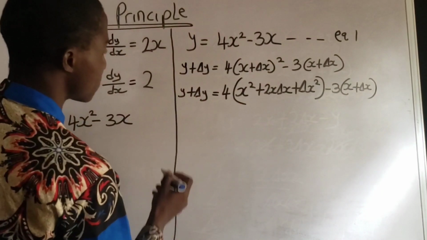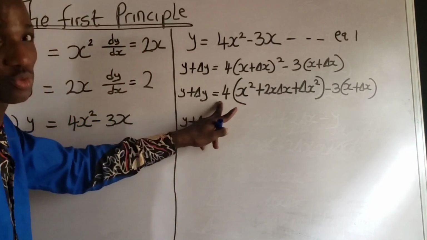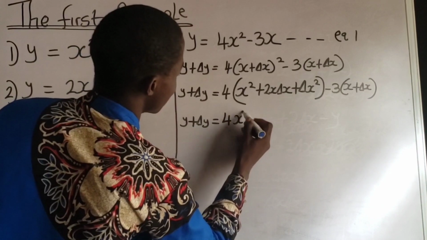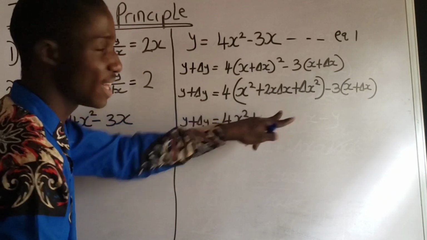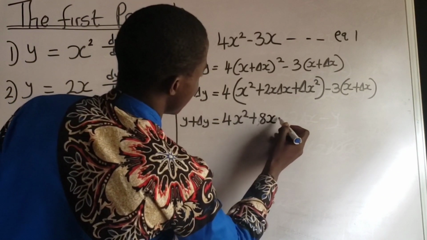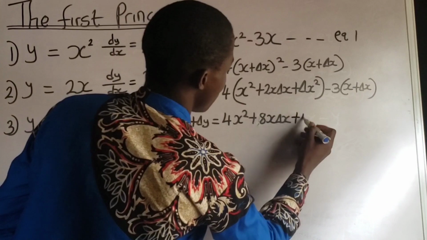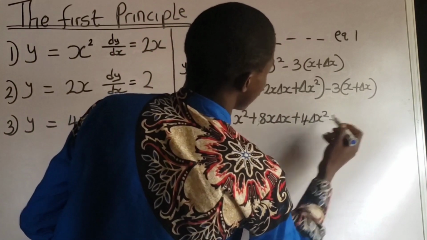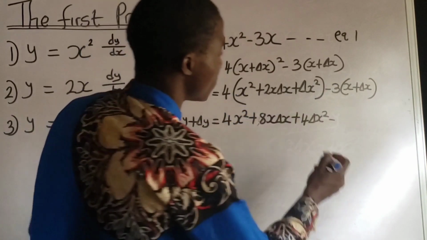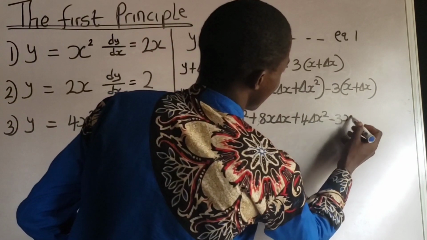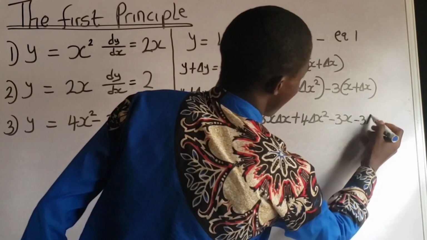So let us proceed. y plus delta y is equal to, open this bracket using the coefficient which is 4. So I'm going to have 4x squared plus 4 multiplied by 2x delta x, that is 8x delta x. 4 multiplied by delta x squared, that is plus 4 delta x squared. Minus, don't forget that I still have another coefficient before the bracket x plus delta x. So I'm going to have minus 3 multiplied by x, that is minus 3x. And then minus 3 multiplied by delta x, that is minus 3 delta x.